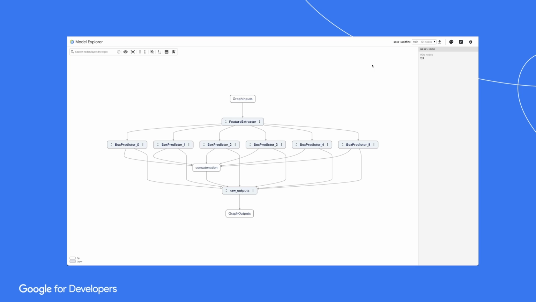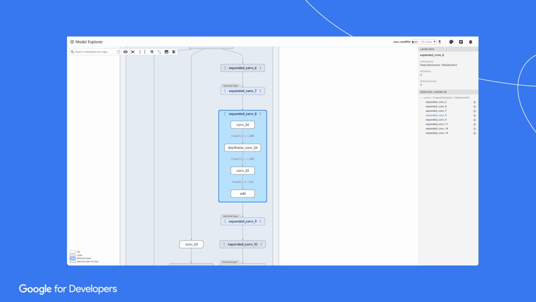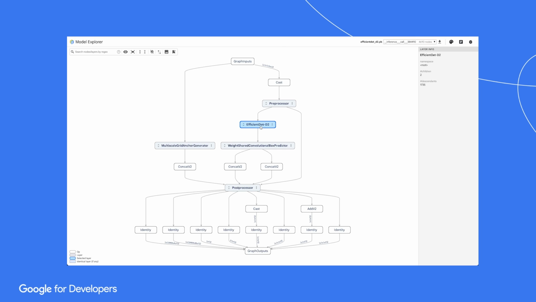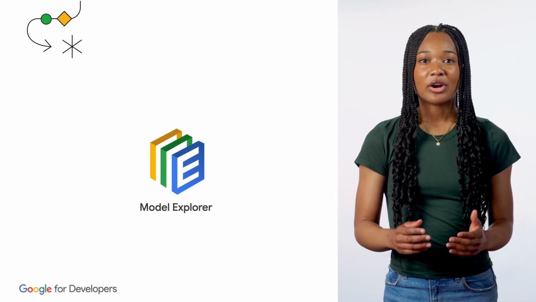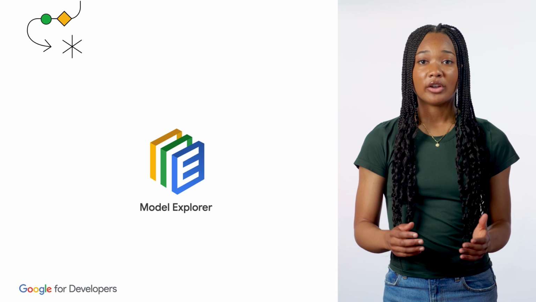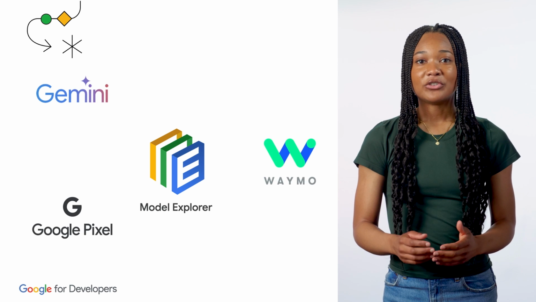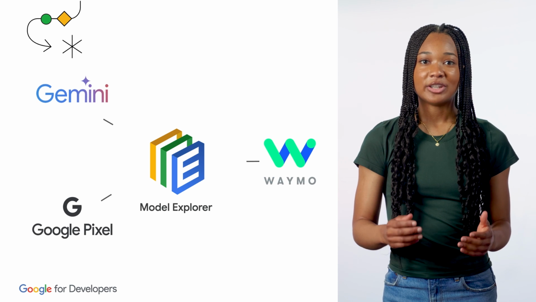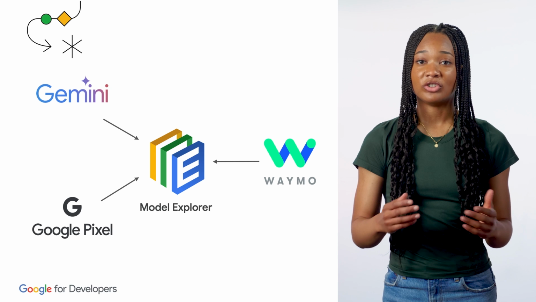Google ML engineers face this problem every day, so we built a tool we call Model Explorer to make model debugging more intuitive and easier. Now we're excited to share Model Explorer so that the entire ML community can benefit. Model Explorer is a key part of the model development workflow across Google. It is actively used by teams like Pixel and Waymo for debugging and optimizing models as large as Gemini Nano.